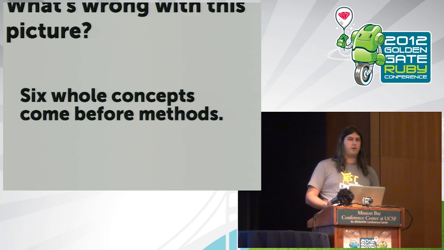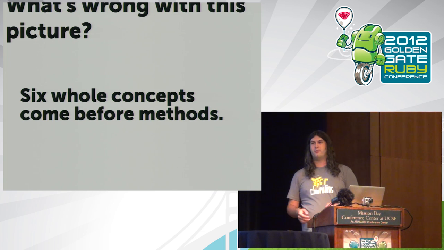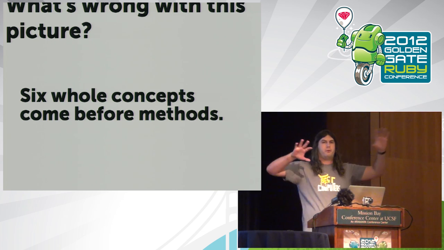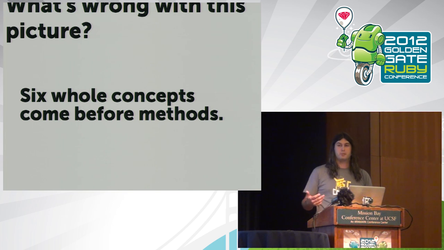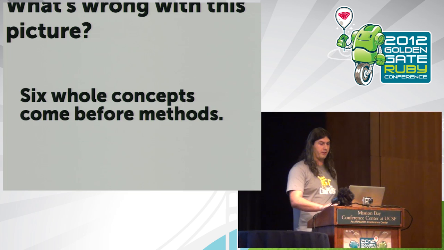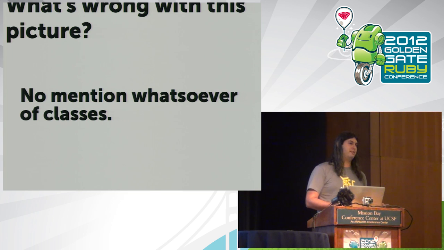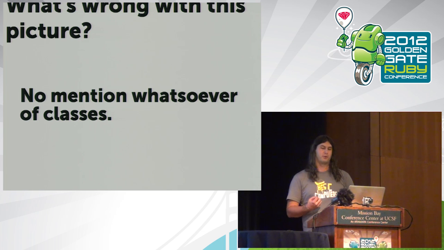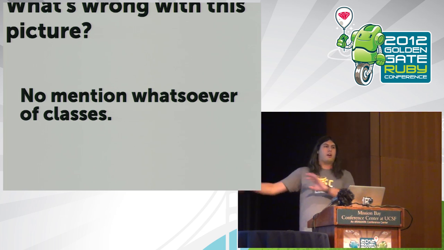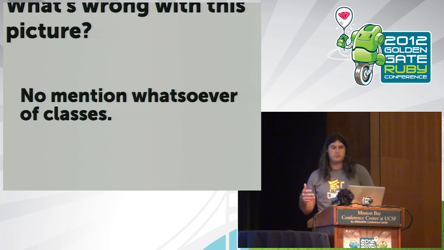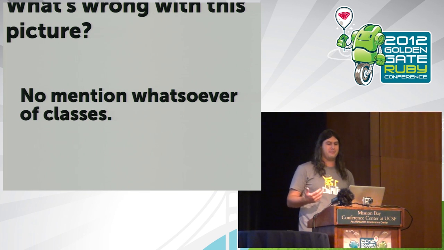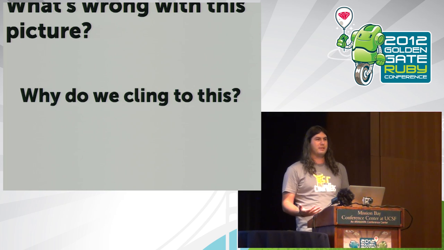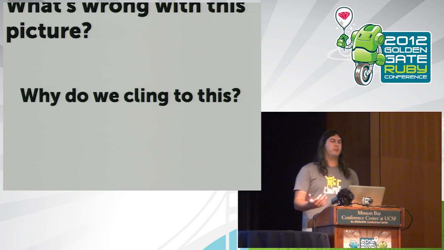So one of the big things that's wrong with this picture is that we introduced 6 whole disparate concepts before we even talked about the concept of a method, which is pretty central to Ruby, I think you'll all agree. And what's worse is that we didn't even talk about classes or objects, right? The things that we hold dear to Ruby, we're just like, that's hard, let's do conditional statements. So we don't actually teach the things that we love about our language, and that doesn't make any sense. Why are we still doing this? I don't have a good answer for you.